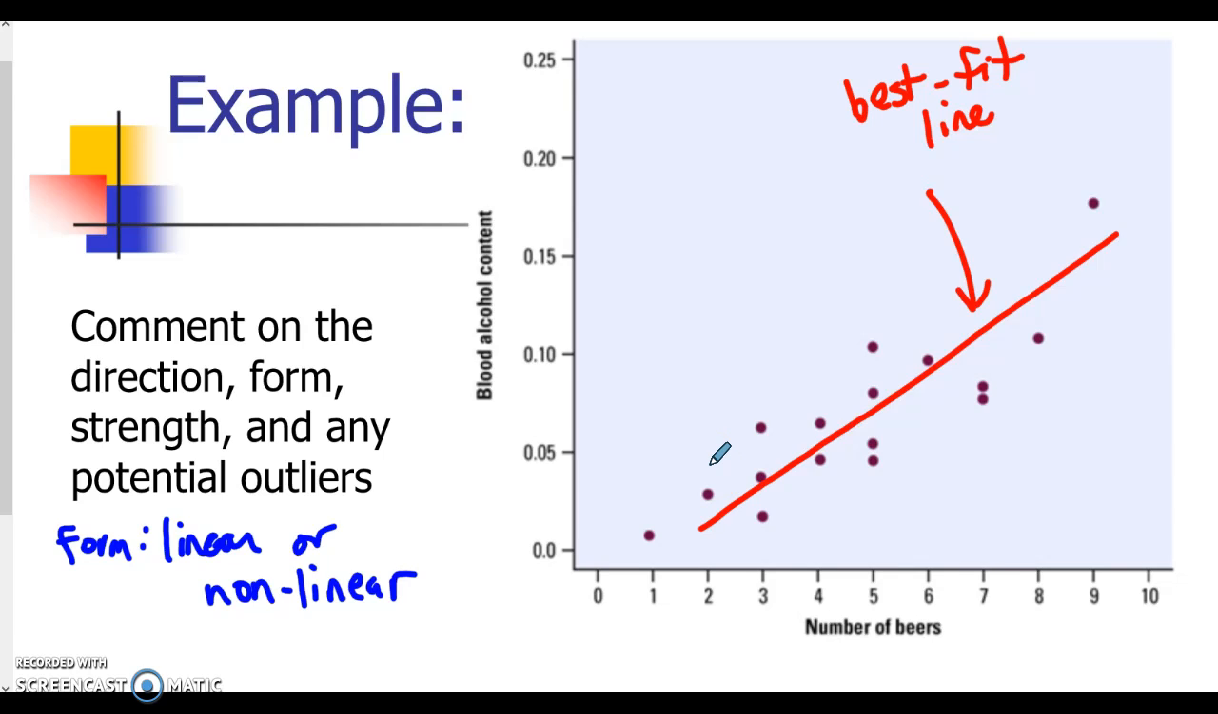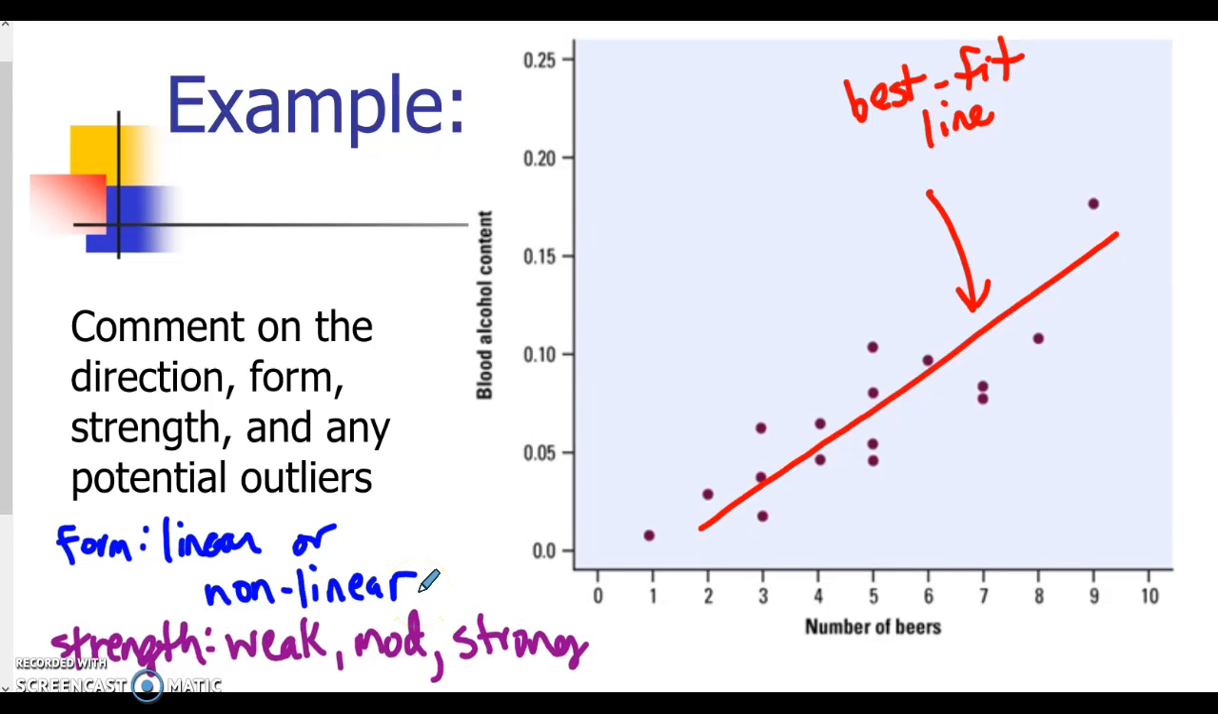So form is really whether the points form a linear function or a non-linear function. For strength, that's basically how tight the points are to the best fit line. So words like weak, moderate, strong. And if you can't decide if it's weak or moderate, then you can always say the relationship is weak to moderate or moderate to strong. For this one, the points are all pretty close to the line, and I would classify the strength for this data to be moderate to strong.